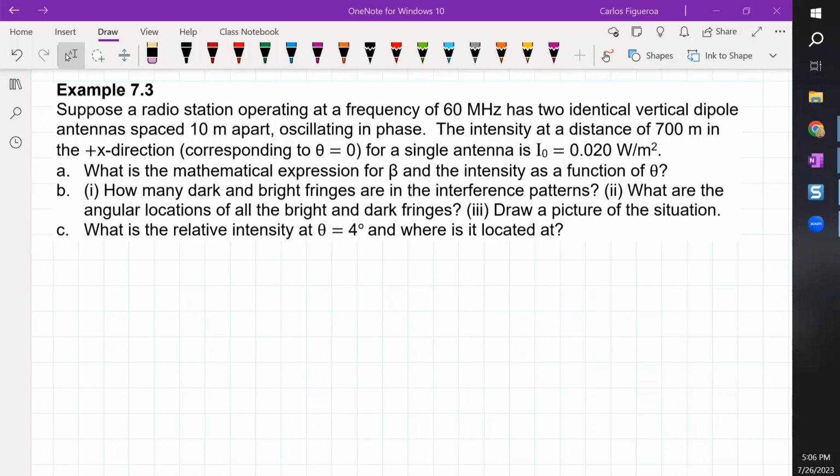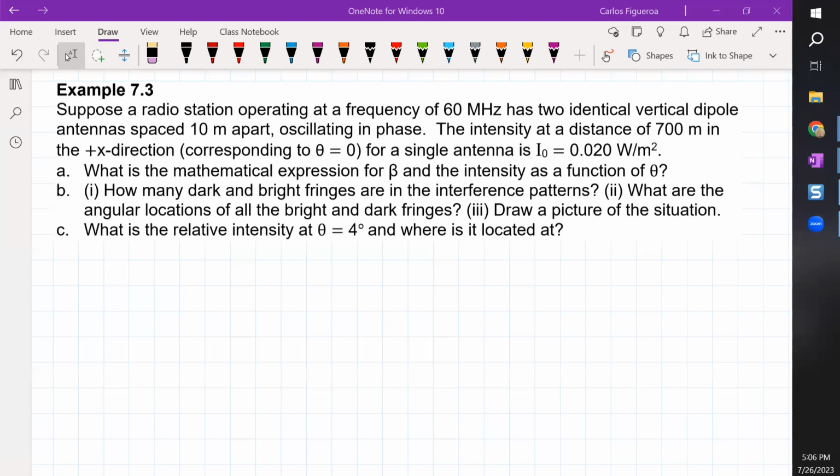Example 7.3. Suppose a radio station operating at a frequency of 60 megahertz has two vertical dipole antennas spaced 10 meters apart, oscillating in phase. The intensity at a distance of 700 meters in the x direction, which corresponds to theta equal to 0, for a single antenna is 20 milliwatts per meter squared. A, what is the mathematical expression for beta and the intensity as a function of theta?